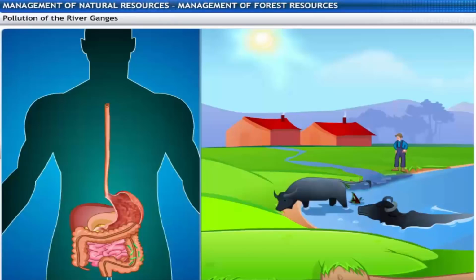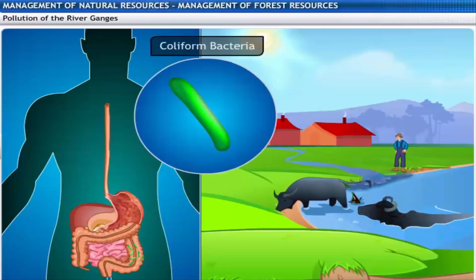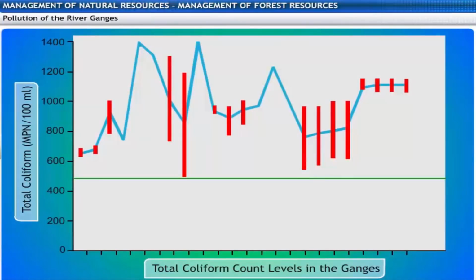The coliform bacteria is usually found in the human intestine, whose presence in the Ganges water indicates contamination by feces and disease-causing microorganisms. This graph shows the total coliform count levels in the Ganges that quantifies the pollution in units called the most probable number or MPN. To overcome the poor quality of water, in 1985, the Ganga Action Plan came into existence.